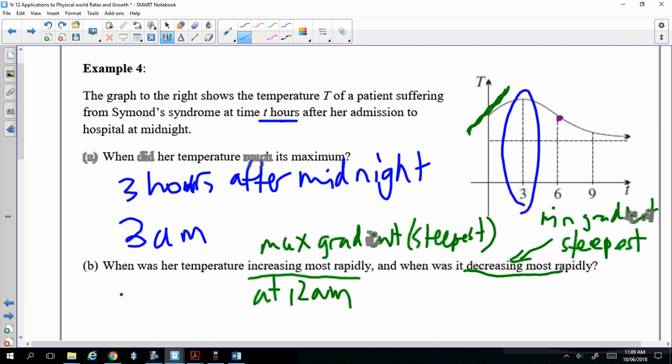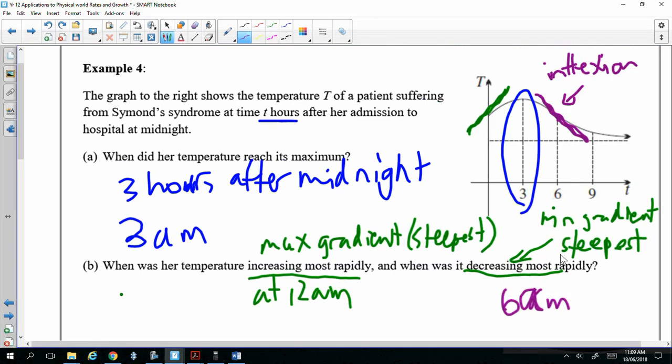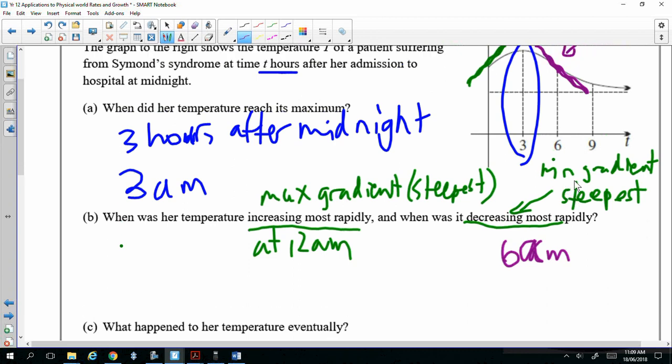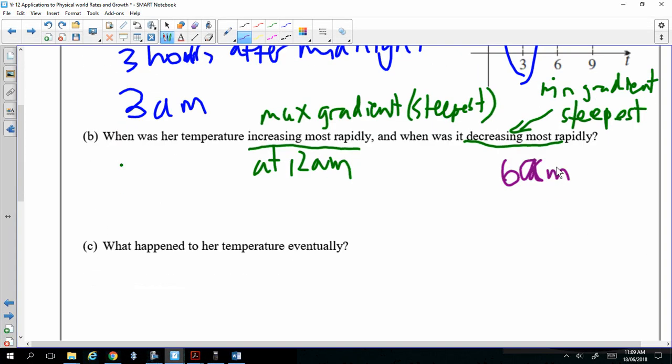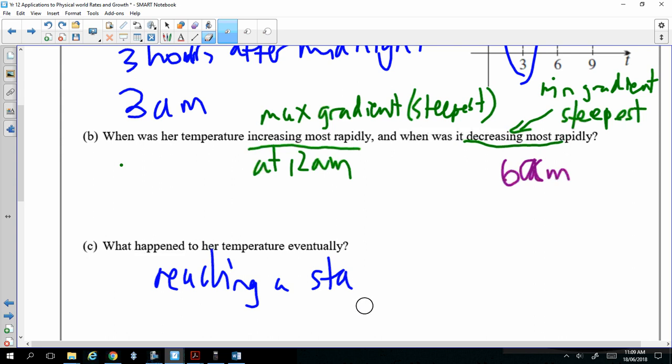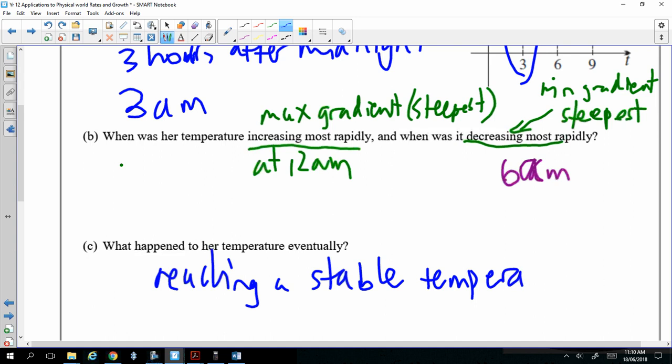All right, we answered both questions. What happened to her temperature eventually? So if you look at the graph, what's happening? It's approaching an asymptote. So we can say the temperature is reaching a stable temperature, or you can say the temperature is stabilizing. Same thing. Okay. So the temperature starts to stabilize after 9 a.m. Okay, it starts to reach an asymptote.